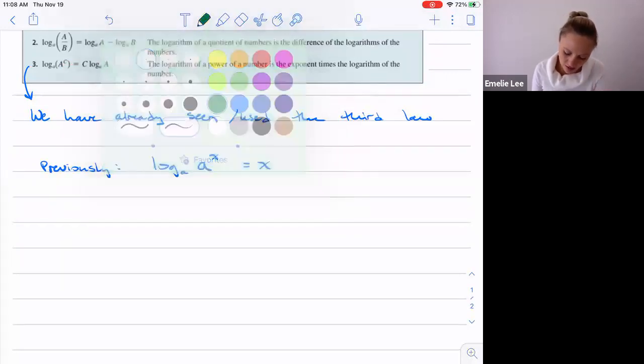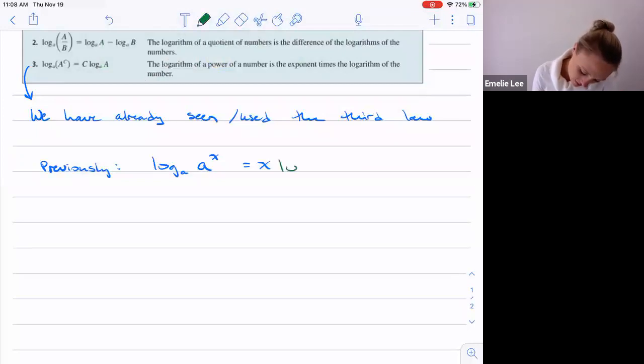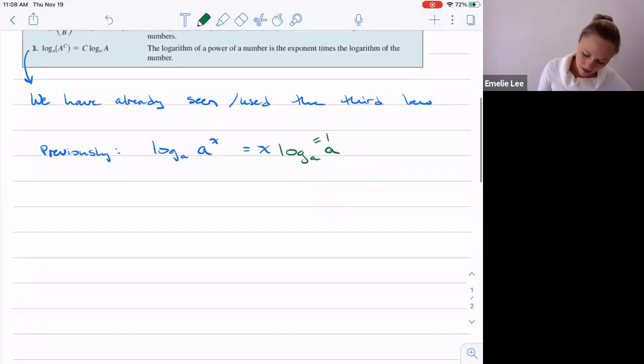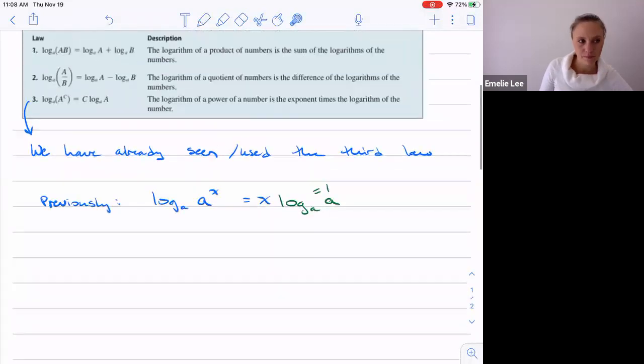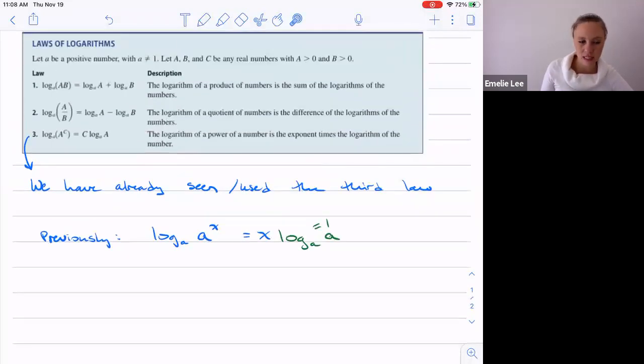And technically what's going on here is that you have x times the log base a of a, but the log base a of a is just one, right? Because a to the power of what equals a? A to the power of one equals a. So we've already used this kind of behind the scenes. But what's really nice is that we can take the power and bring it down.